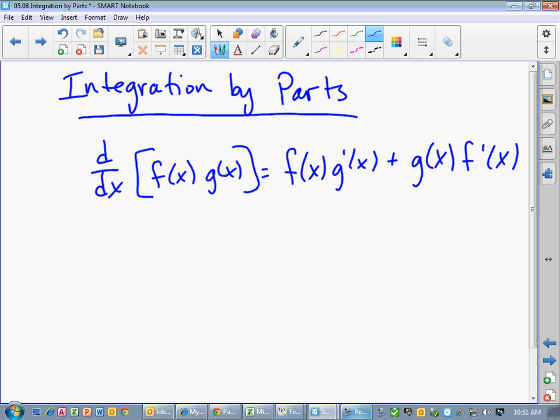Write that down. Yeah, you know it, I know. But it's going to build into the proof for integration by parts. So let's integrate both sides of our equation here. Right, so if I integrate this side, I can integrate each part separately, right? Because it's addition.